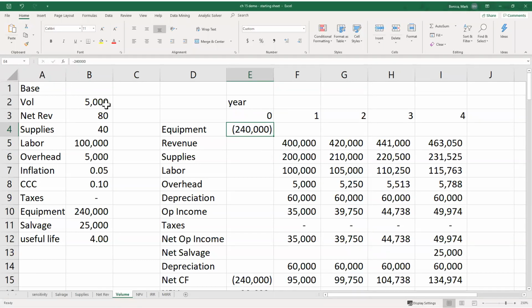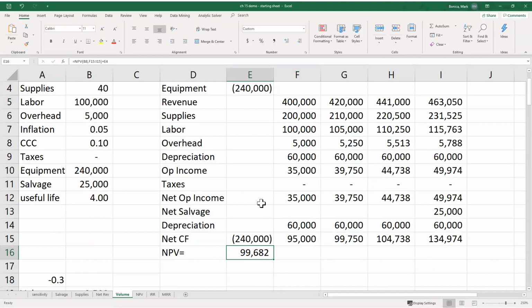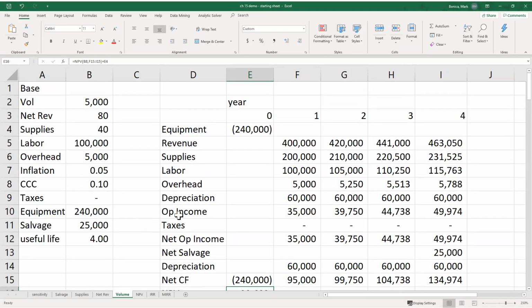We assumed a volume of 5,000. Net revenues 80, 40, and so forth. So we had all these assumptions over here, and then we built our little model and calculated the NPV. We did that for the base, and then we did our sensitivity analysis. Remember, sensitivity analysis takes your base model and says we're going to hold everything constant except for one variable.